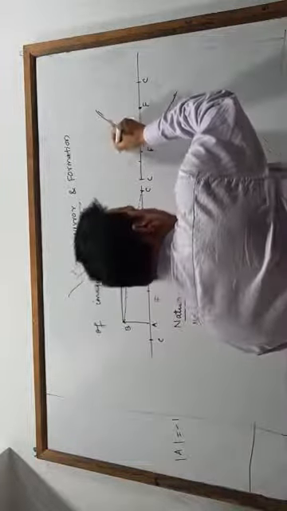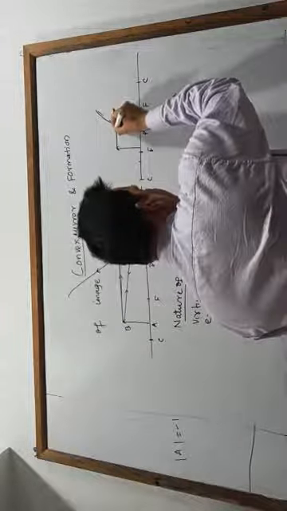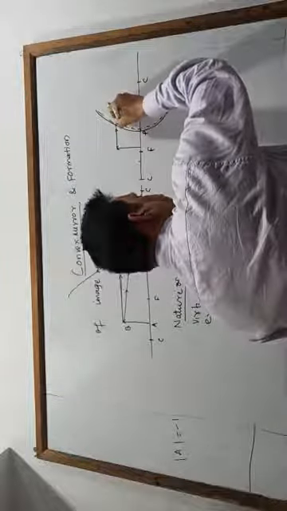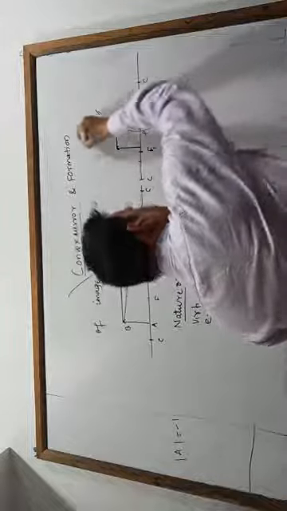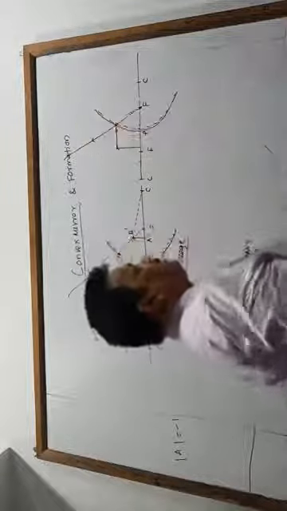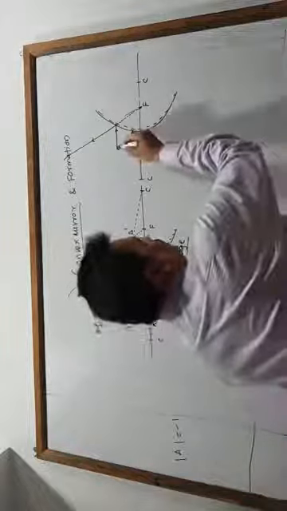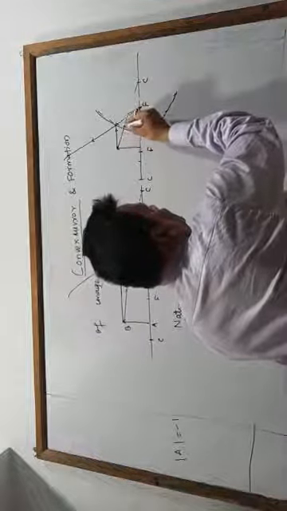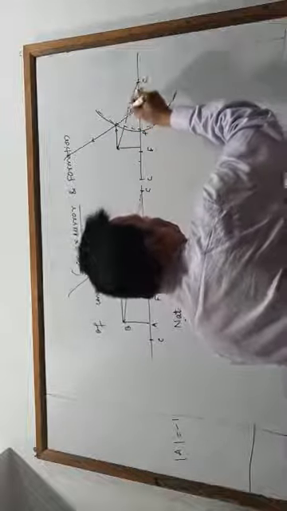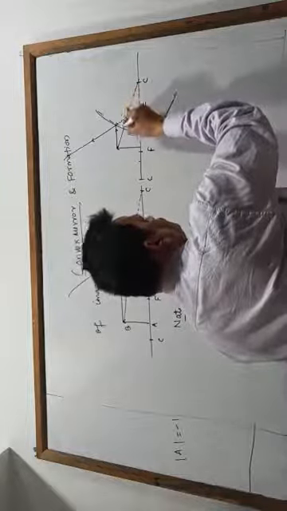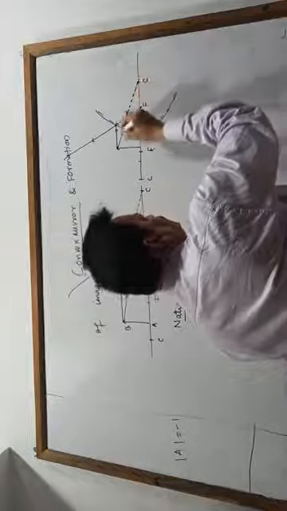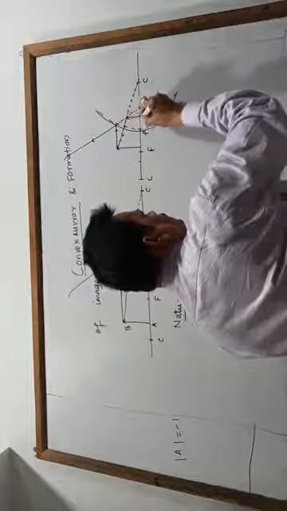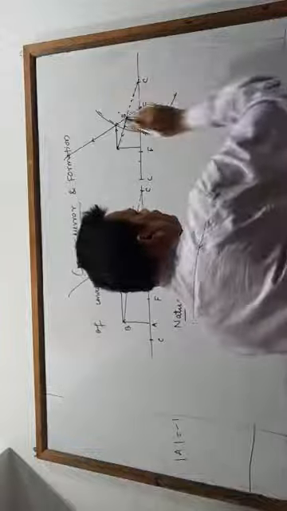So same rule: any ray that goes parallel to the principal axis is diverged in the direction of focus. Then another ray which goes in the direction of center of curvature comes back in the same path. Again you see, this is A dash, B dash.